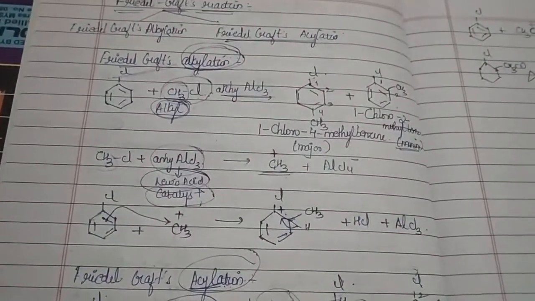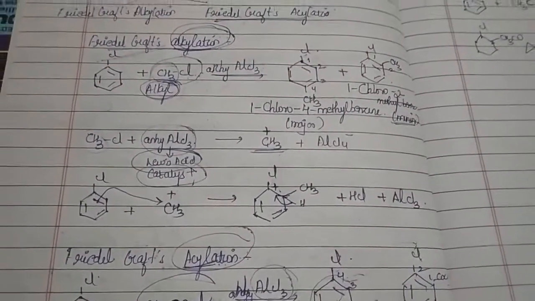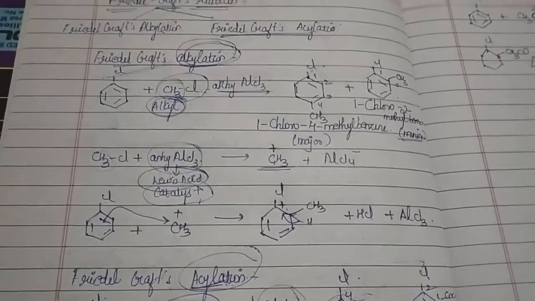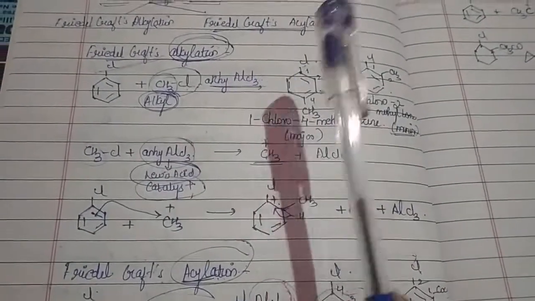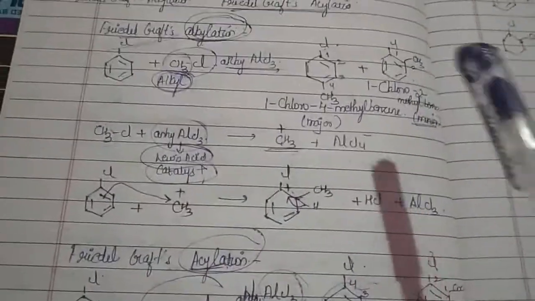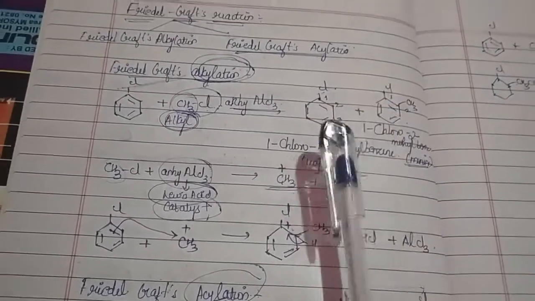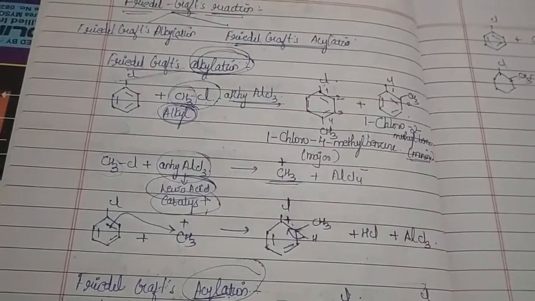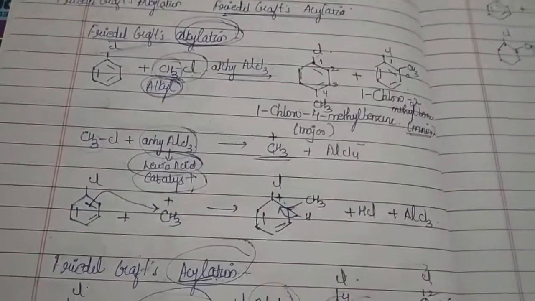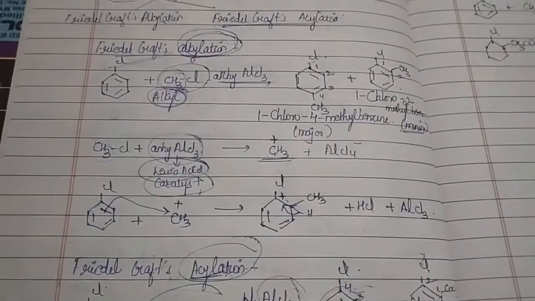You have to make sure that you are remembering all these named reactions. Once again I am repeating: don't ever forget to write anhydrous AlCl3, and importantly, two products you also have to mention. One will be para, another will be ortho, and do remember, para will be the major and ortho will be the minor. Is that clear?